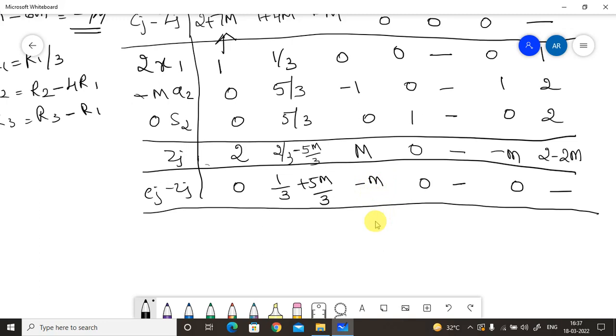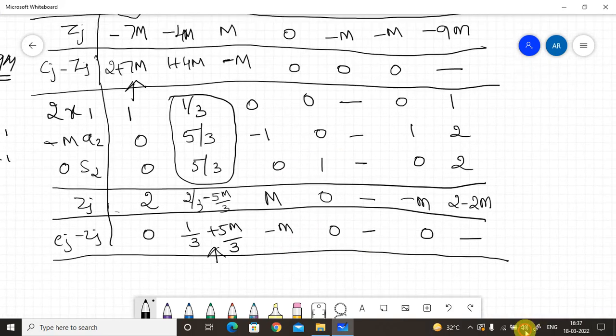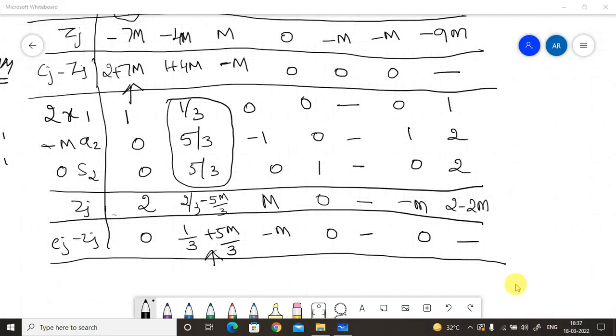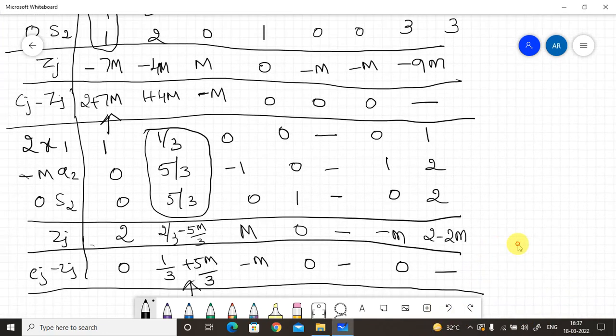So which will be the entering vector here? Out of 5m by 3 and minus m, 5m by 3 has the highest value, so this will be the entering vector, and you have to consider this particular column as the entering vector. Now we are going to find the ratios. So what will be the ratios?